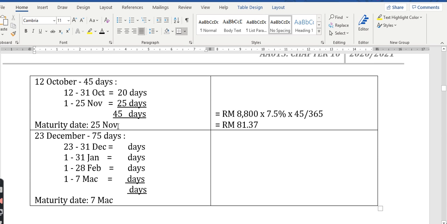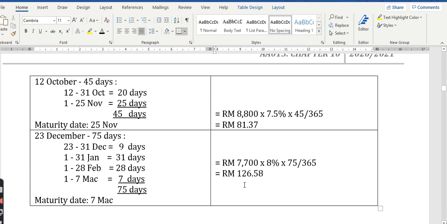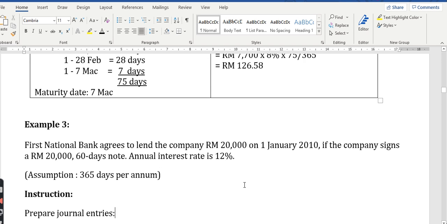So the amount that I need to pay on the 25th of November is 8,800 plus 81 ringgit and 37 cents. So you need to pay 8,881 ringgit and 37 cents. And the same thing goes to the last part of it. So the final one, you need to pay 7,700 of principal and 126 ringgit and 58 cents for the interest expense.